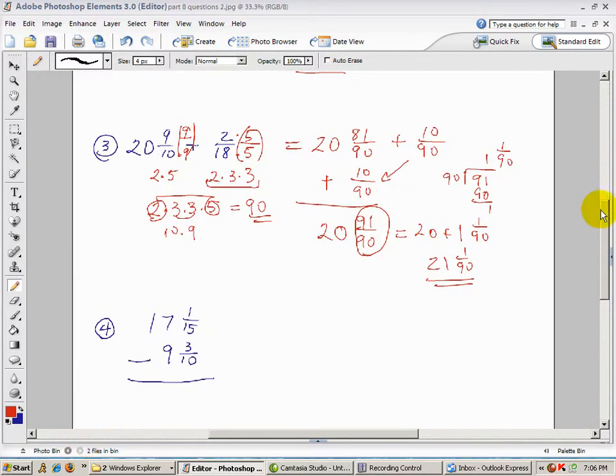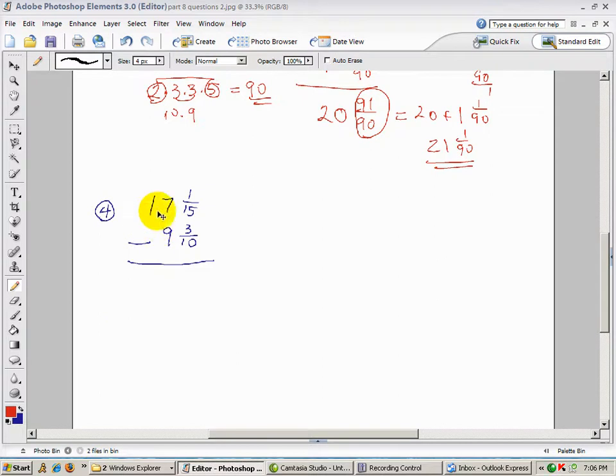On the very last problem, we need to subtract and we need to have a common denominator. So as you can see, let's break this up. 15 is 3 times 5 and 10 is 2 times 5. My common denominator will be made up of the most 2's, the most 3's, and the most 5's, and it's a tie. So this number, 2 times 5 is 10, times 3 makes 30.